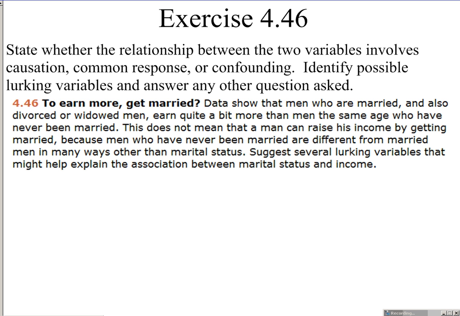Okay, first of all, this would be an example again, or I'm sorry, this time of confounding, meaning that there are several variables which could be affecting the wealth of the man. Okay, what are some other lurking variables that might explain the association between marital status and income? Well, one could be that women marry wealthier men.